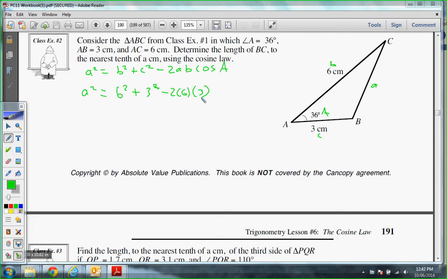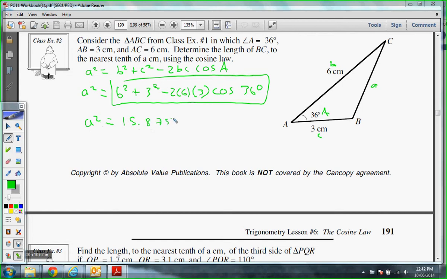Hold on here. Sorry, I've got my A and B's mixed up. I put it in here right. It should be BC. Okay, and then cosine 36 degrees. So you just put this all in your calculator. That's just calculation right there. You're going to get, again, we already saw this number, 15.8753. Square root for A. A is about 4.0.